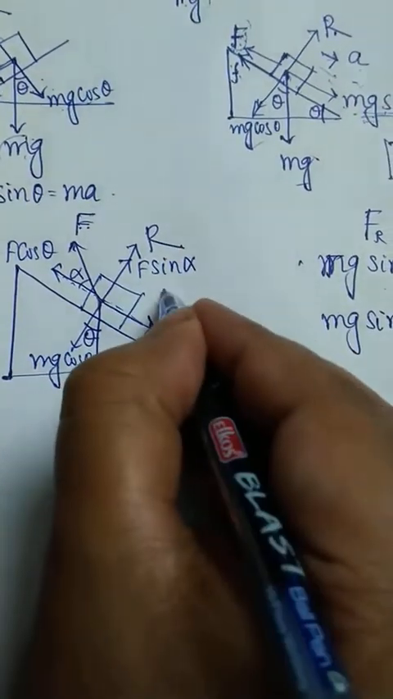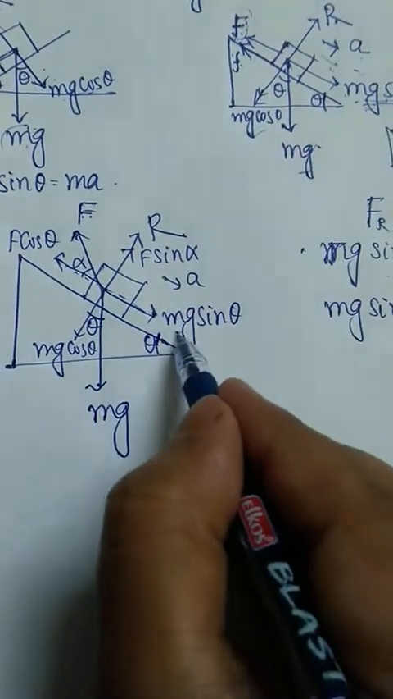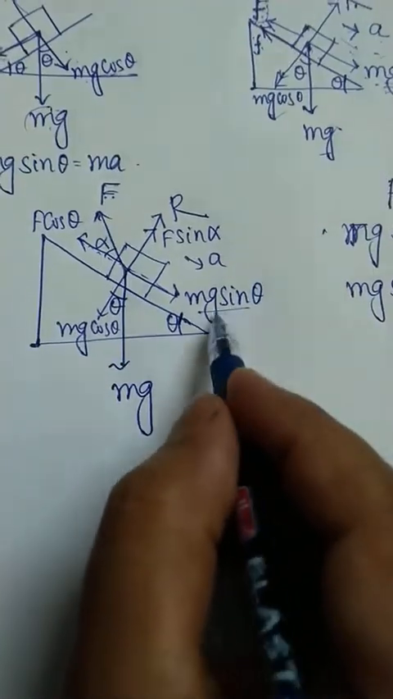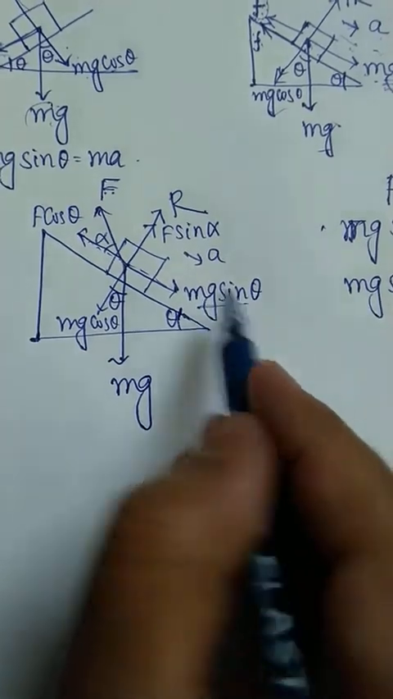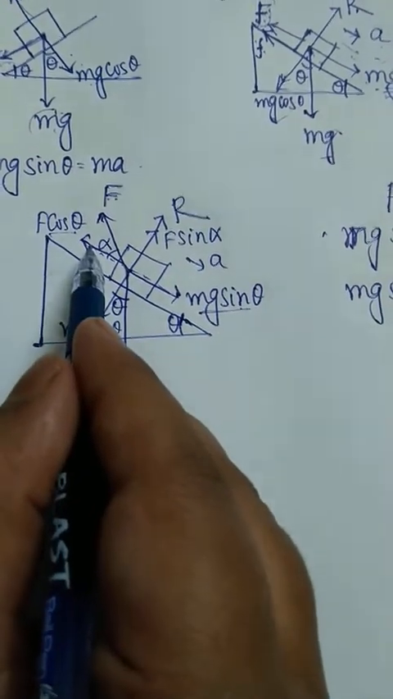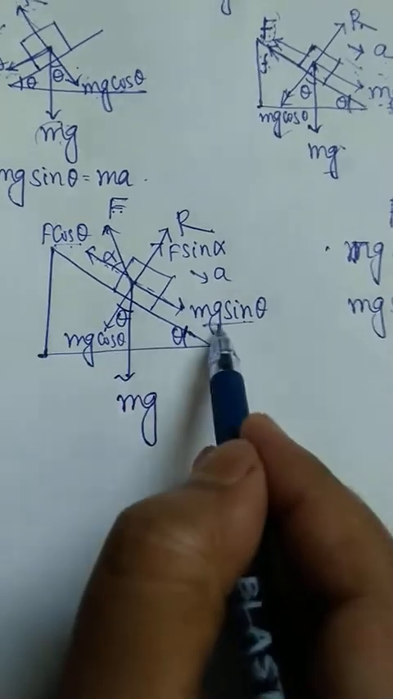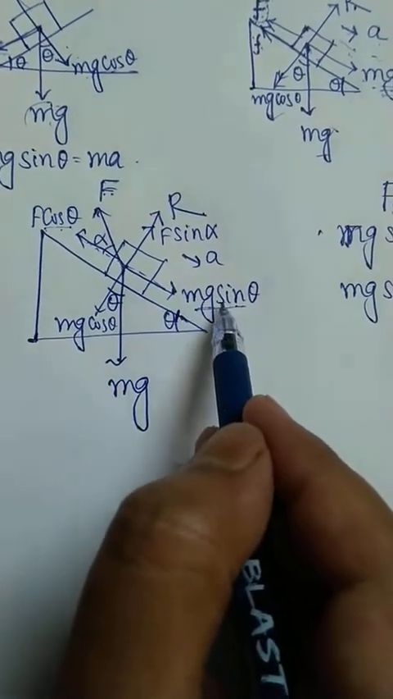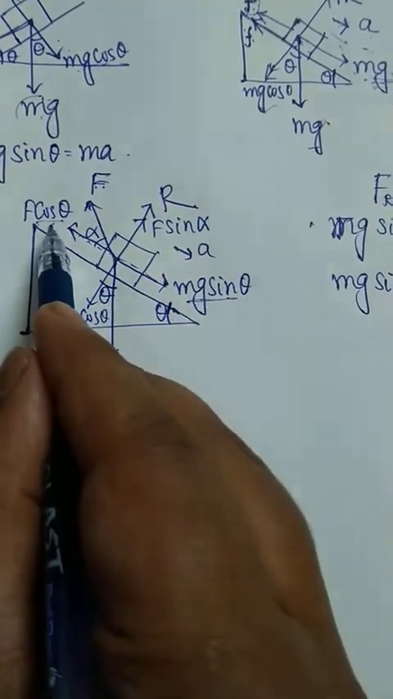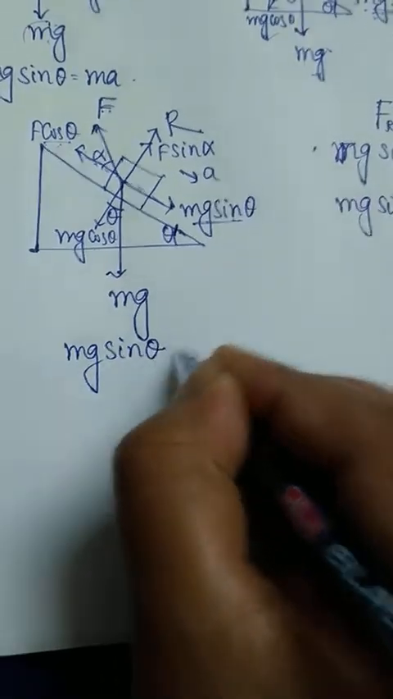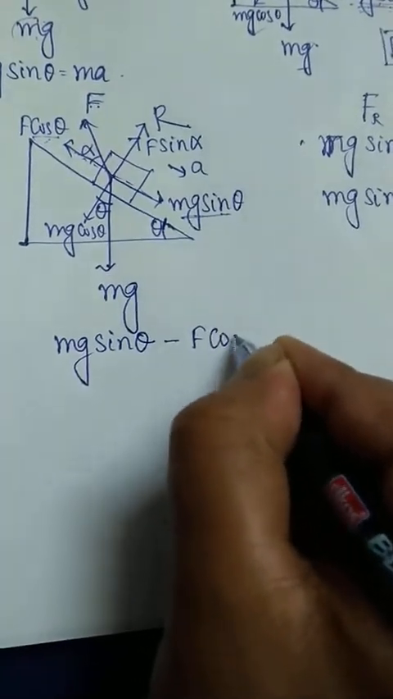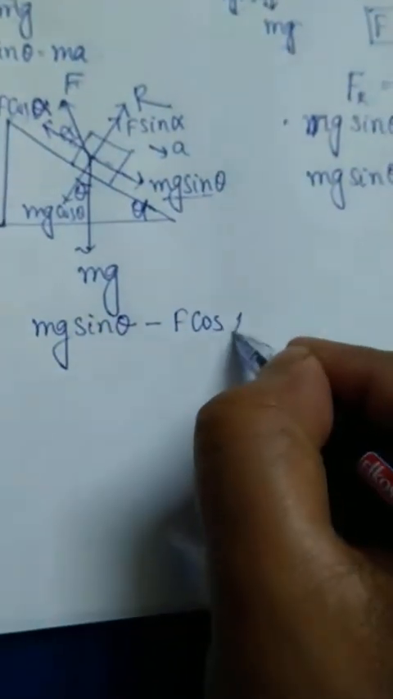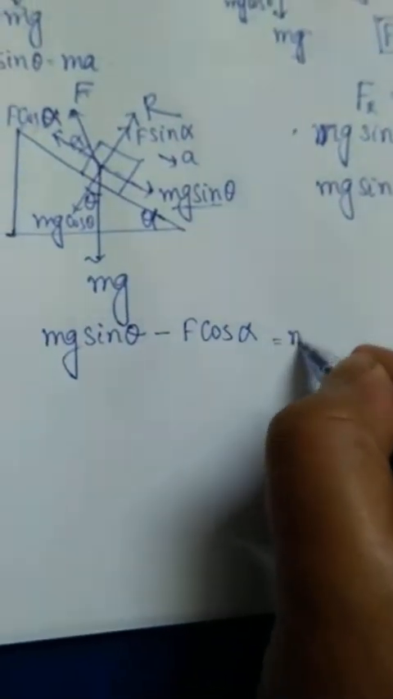So suppose the object is coming downward, that means mg sin theta is bigger. Now write the equation: mg sin theta is pulling it downward, F cos alpha is pulling it upward. Who is dominant? As it is coming downward, mg sin theta is dominating, so the resultant force is mg sin theta, the downward force, minus the upward force F cos alpha, sorry, not theta, this will be alpha, that is equal to ma.